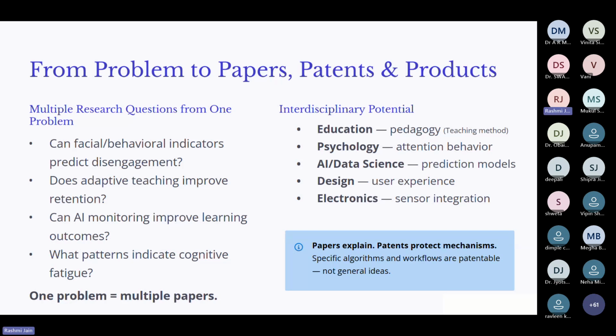You can go into the education mode. You can write a paper around psychology, attention behavior. You can write something around AI, data science, prediction models, design, the user experience. You can work around electronics, some sort of sensor integration, which can predict the students' disengagement in the class. So now we are moving from problem to papers to patents and products, right? If you thoroughly look at the research problem in detail, it can have such strong potential.